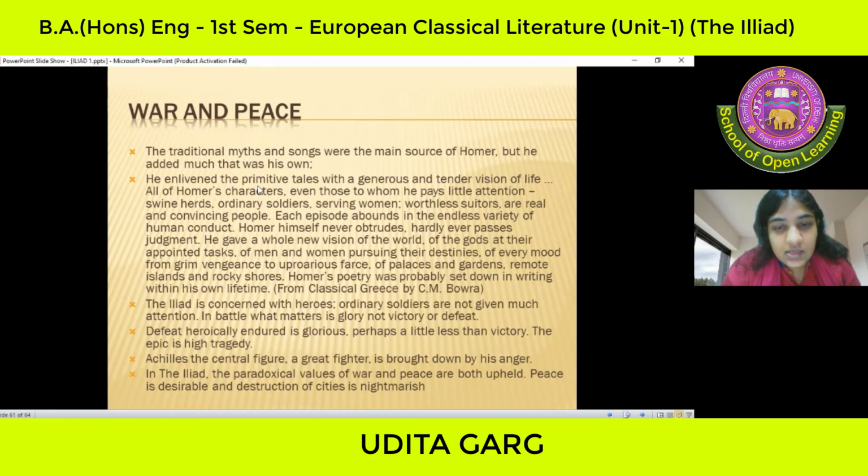Now the Iliad is concerned with heroes. Ordinary soldiers are not given much attention, right? So that is another thing. When we are saying that he pays attention to the ordinary soldiers, it is also that they're not given that kind of a place that they overpower or overtake heroes. The epic is about the heroes. It is about their heroic qualities. It is about this age of heroism, right? So that is the main emphasis. It is not like, since he gives details about the ordinary soldiers, they acquire a lot of importance, right? They are detailed as characters. They are given their due life-likeness, but it does not mean that they occupy a central place in the epic.